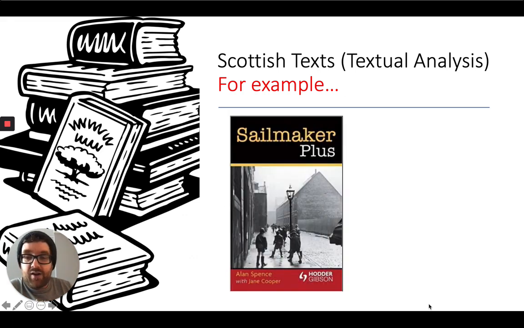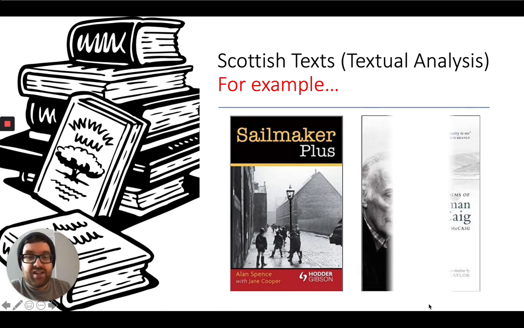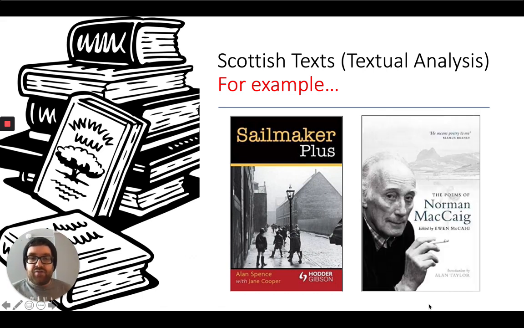Sailmaker is quite a common text that's used. It's one of the more popular ones. And the poems of Norman McCaig, 6 of them. Those are the 2 that I've used over the years. Some people might do different ones for National 5, and they've recently brought in Jekyll and Hyde. So I know some people did that last year.